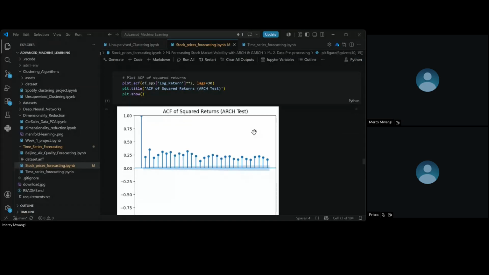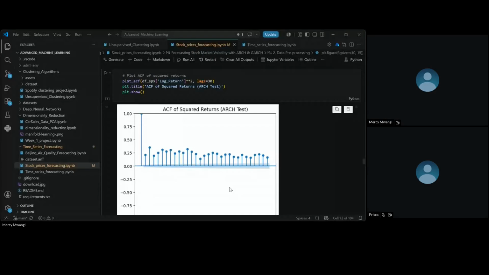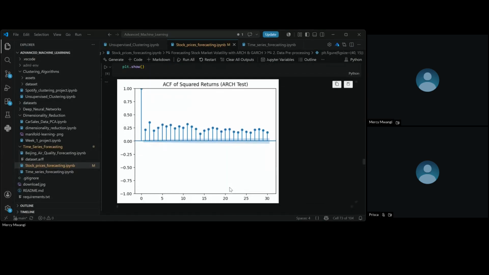And if they're correlated, it means periods of high volatility follow periods of high volatility. Periods of low volatility follow periods of low volatility. And as you can see, all of this data are correlated with each other because you can see the lollipops are above the, what did we call that blue band? Because we have a name for it. We call it the confidence interval band.